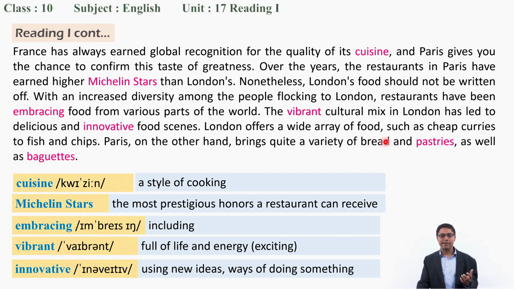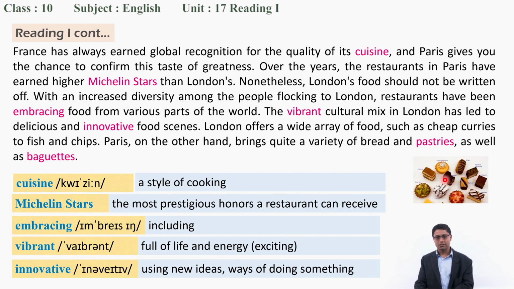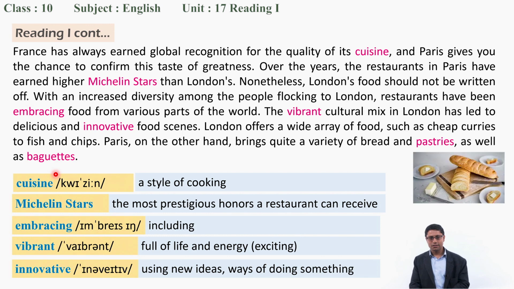London offers a wide array of food, means we can see a lot of range of food items there, such as cheap curries to fish and chips. Paris, on the other hand, brings quite a variety of bread. So if you want to enjoy the variety of bread, you have to visit Paris, because you can find a variety of bread, pastries. This type of food item is known as pastries, and as well we can enjoy baguettes there. Baguettes, this kind of loaf. French loaf is called baguettes. So we can enjoy these things in London and Paris.